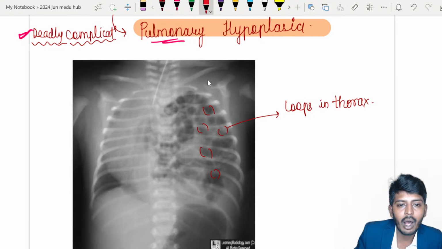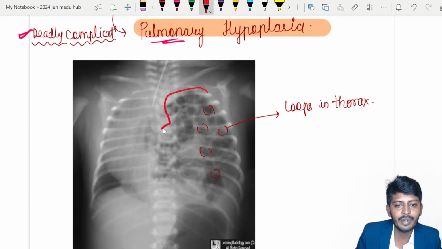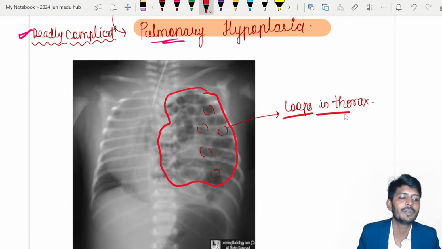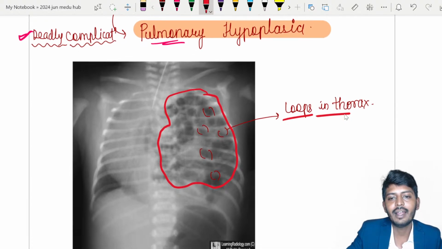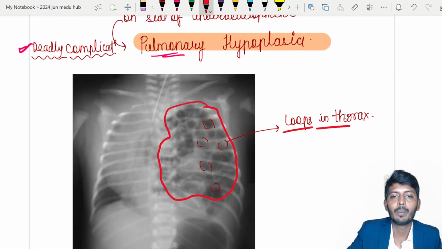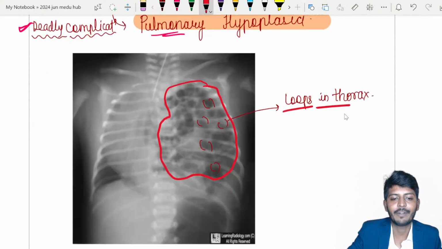If you notice here, all this area of the thoracic cavity is filled with intestinal loops, all located in the thoracic cavity. This is what is called pulmonary hypoplasia with a congenital diaphragmatic hernia.